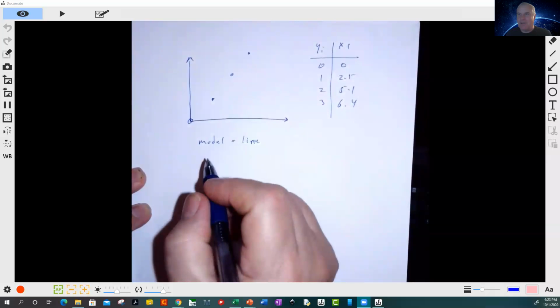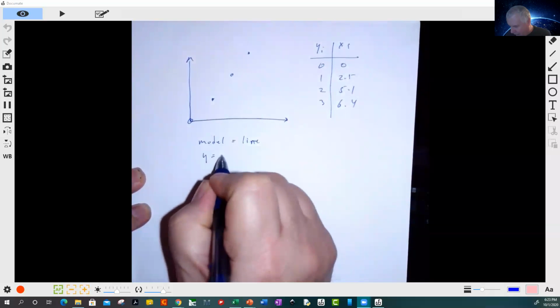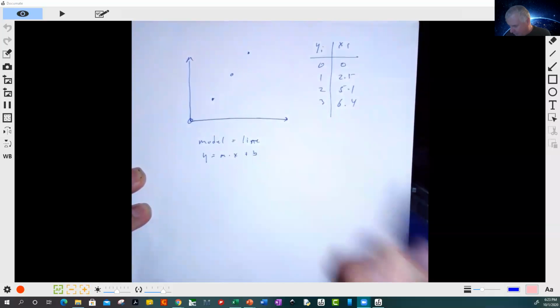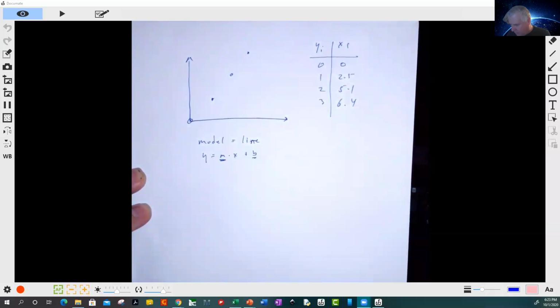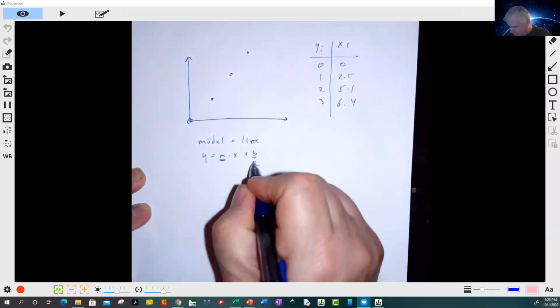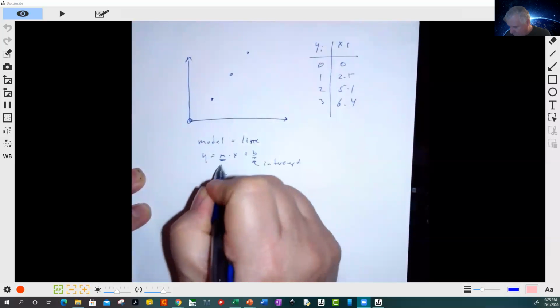But anyway, so the line is y equals m times x plus b, right? So there's two parameters, m and b, right? B is the intercept, and m is the slope.